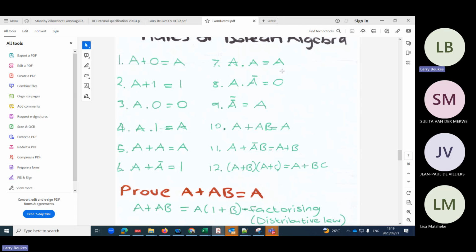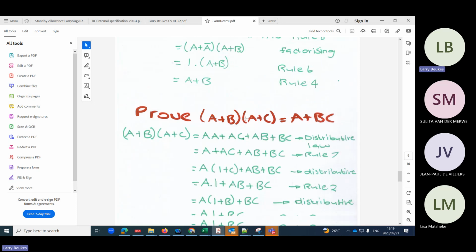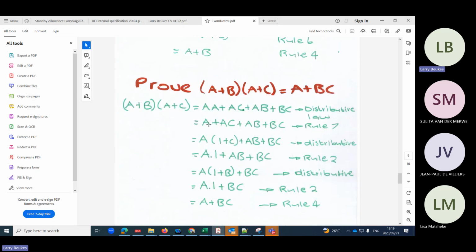What was this law called? Idempotent law, right? A and A is A. We proved it as well. So that's the idempotent law, and that's why we just have an A here. Then we have AC, take it down like that, AB, take it down like that, BC. Yeah, rule 7, which is the idempotent law.